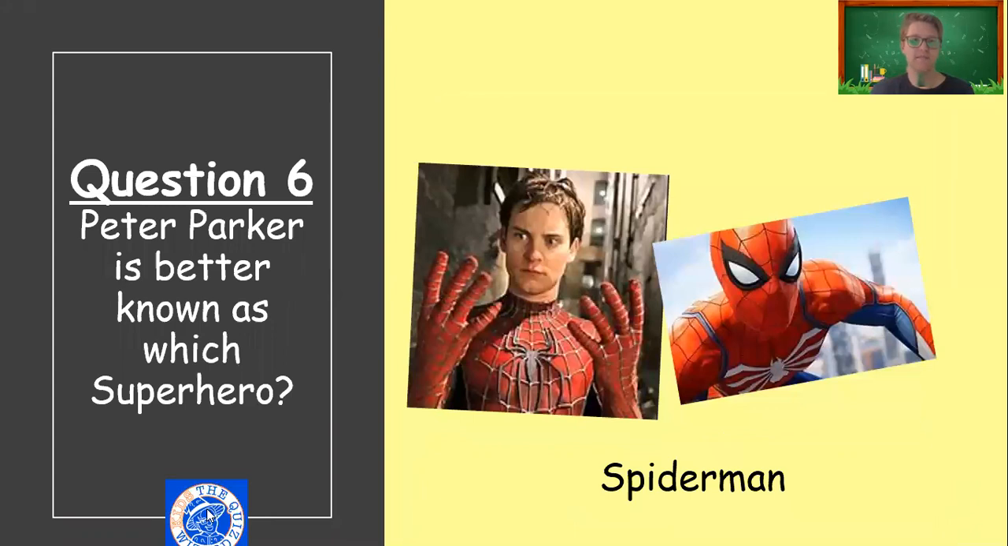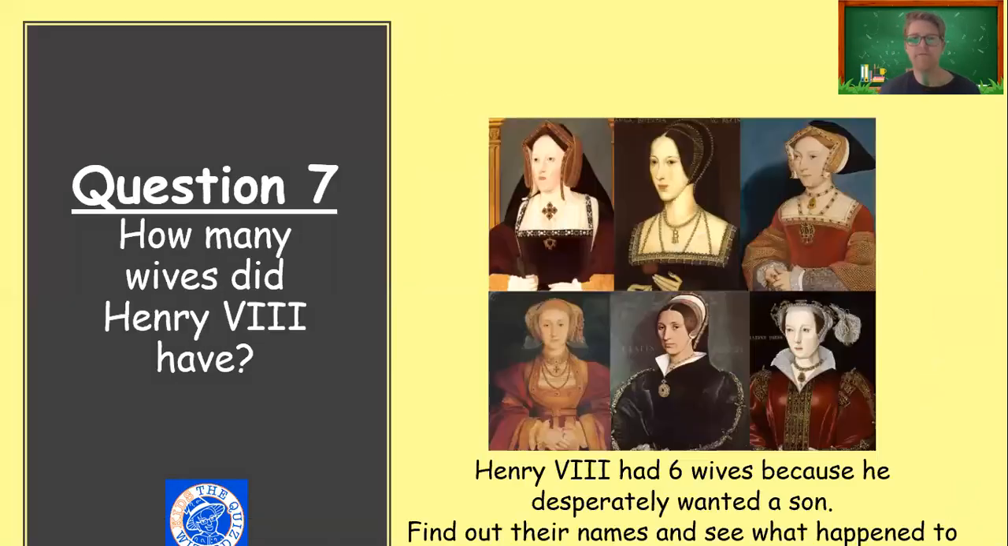Question 6, Peter Parker is better known as the superhero Spider-Man. Number 7, Henry VIII had 6 wives, and the reason for this was because he desperately wanted to have a son, so he had an heir to the throne. Okay, he eventually got a son.